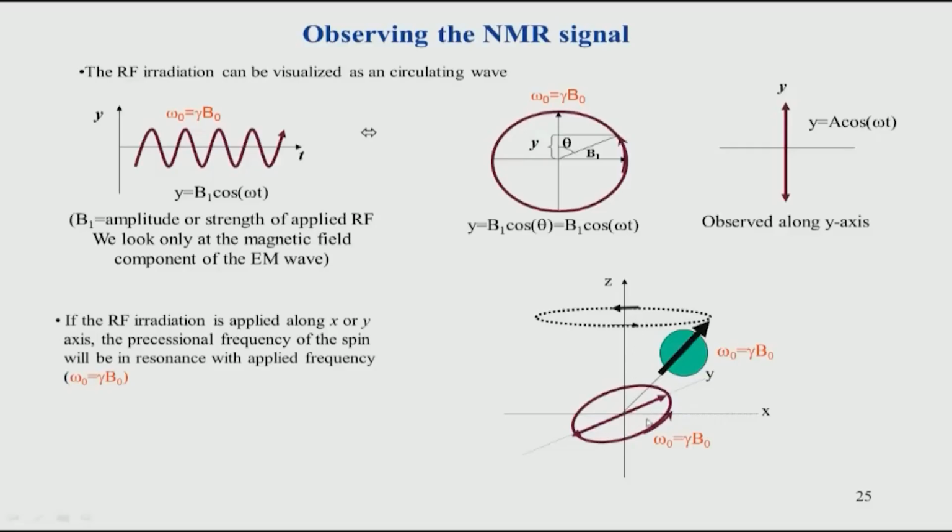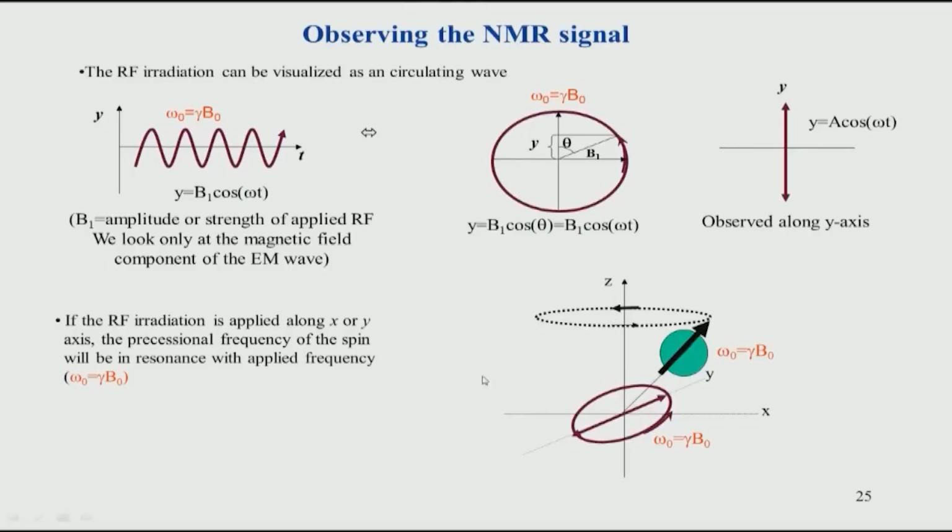Let us now look again at the classical picture. This is our spin, which is rotating around the z axis, and this is a magnetic field. Now, if this rotation is synchronized with the rotation of the RF radiation, in other words, if I apply an RF radiation whose rotation is in resonance with this particular spin, then it causes resonance or excitation.